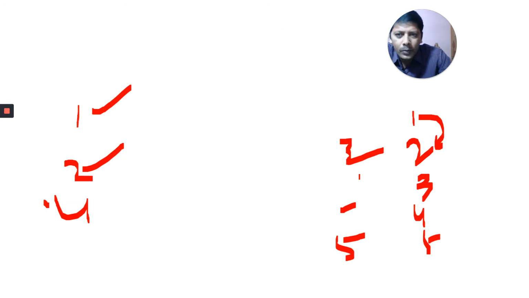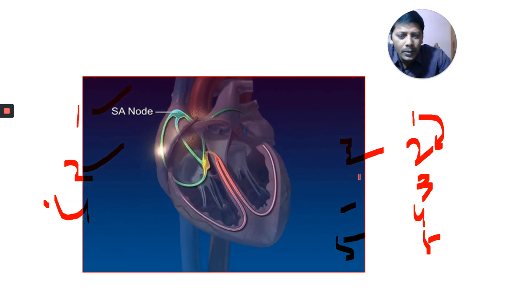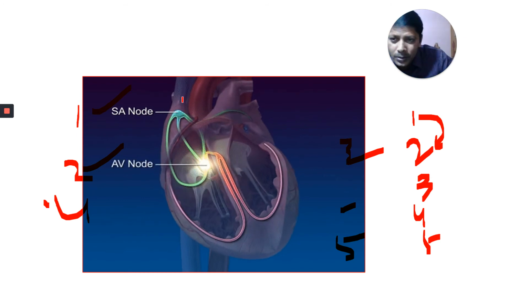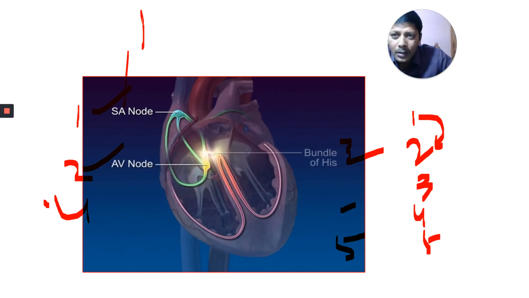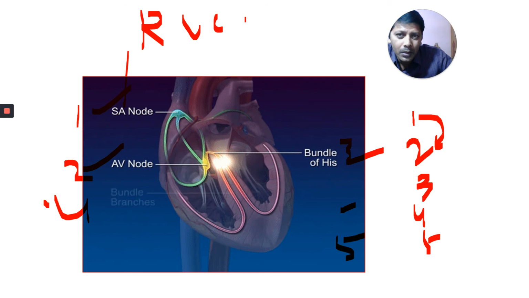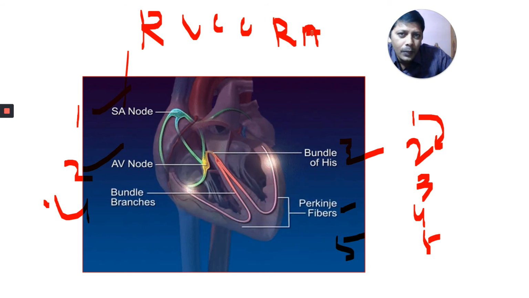Come to the next one. That's about the sinoatrial node. Where is it? It is present in the right upper corner of the right atrium.